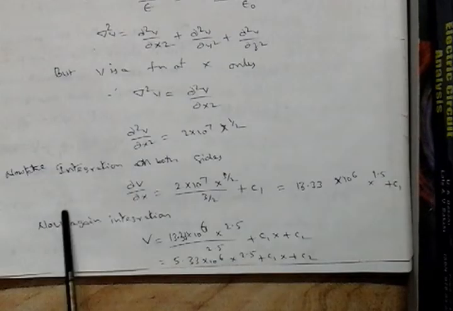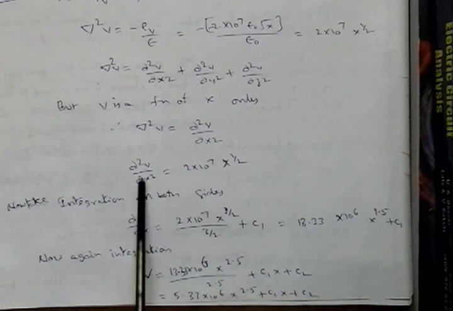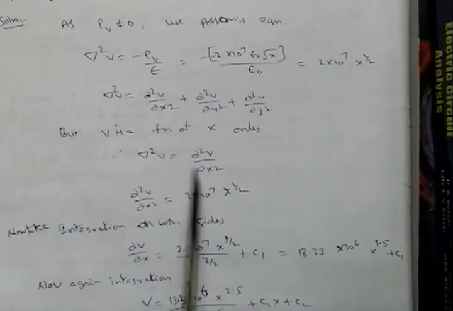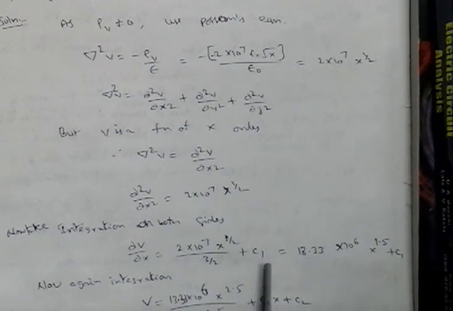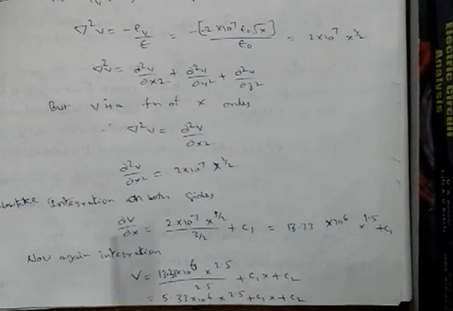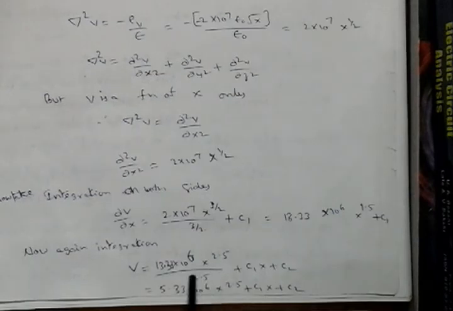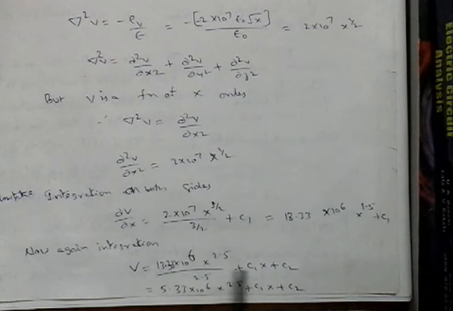Now we need to take the integration on both sides of this equation. The first time, we take the integration on both sides: dou v by dou x on one side, and on the other side x power 1 by 2 becomes x power 3 by 2 divided by 3 by 2, plus a constant, c1. Next, take the integration one more time. The integration of dou v by dou x is v, and the integration of this side is again expanded, plus c1 x plus one more constant, c2.